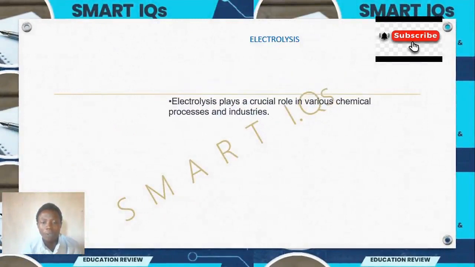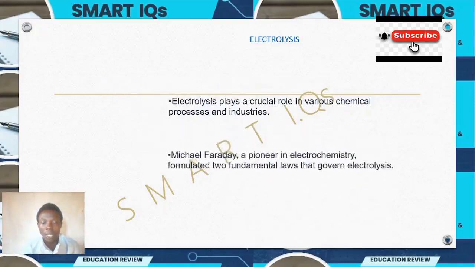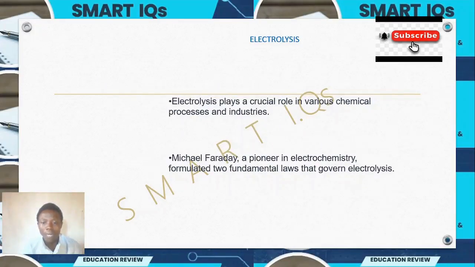Electrolysis, I told you, is a very important chemical process. The electrolytic process is so important in the industrial world. Electrolysis plays a crucial role in various chemical processes and industry. Kudos to Michael Faraday, a frontliner and pioneer in electrochemistry, who formulated the two fundamental laws that govern electrolysis.